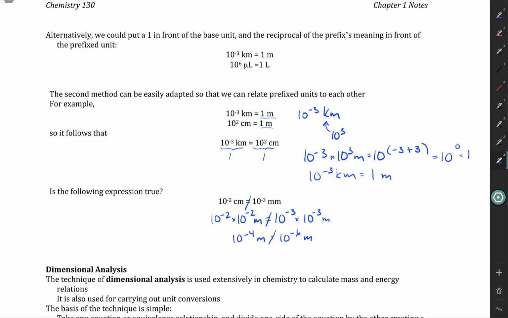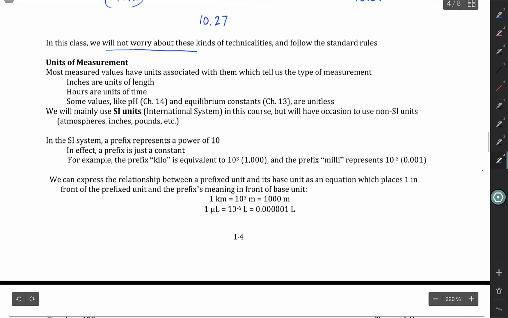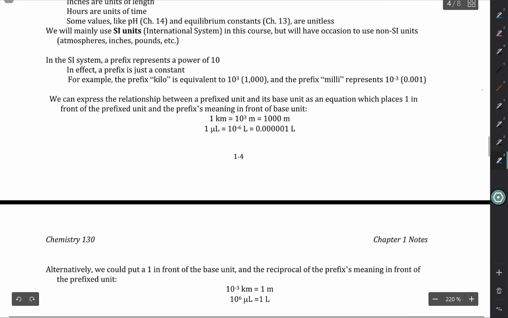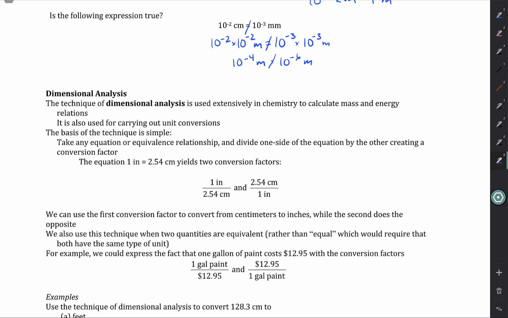Now, if you're not comfortable using this kind of shortcut method here, feel free, of course, to do it the way that I teach in 120 that always works, which is to say, we put a 1 in front of the unit with the prefix and the meaning of the prefix on the opposite side, and that will always work for you. Okay. In the next video, we'll go ahead and look at dimensional analysis. Thank you.